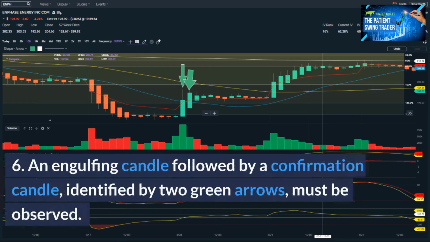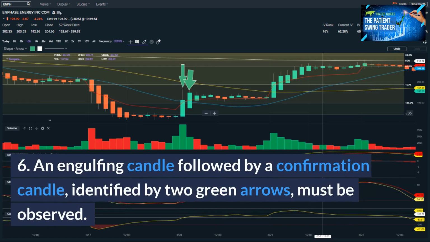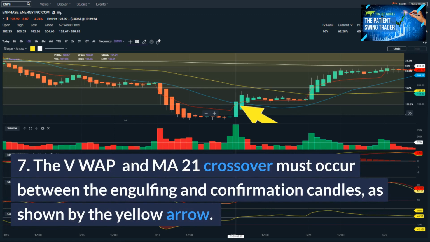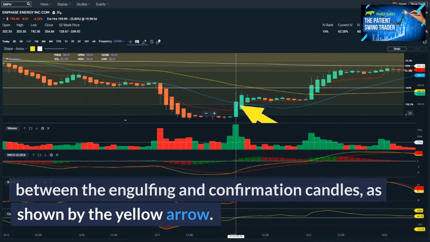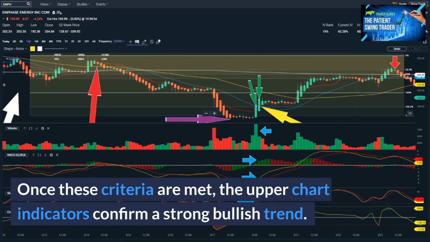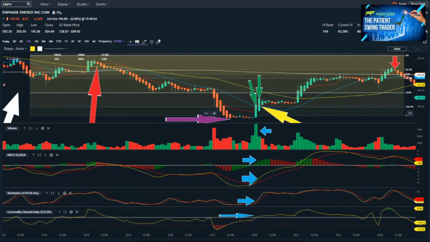6. An engulfing candle followed by a confirmation candle, identified by 2 green arrows, must be observed. The VWAP and MA21 crossover must occur between the engulfing and confirmation candles, as shown by the yellow arrow. Once these criteria are met, the upper chart indicators confirm a strong bullish trend.